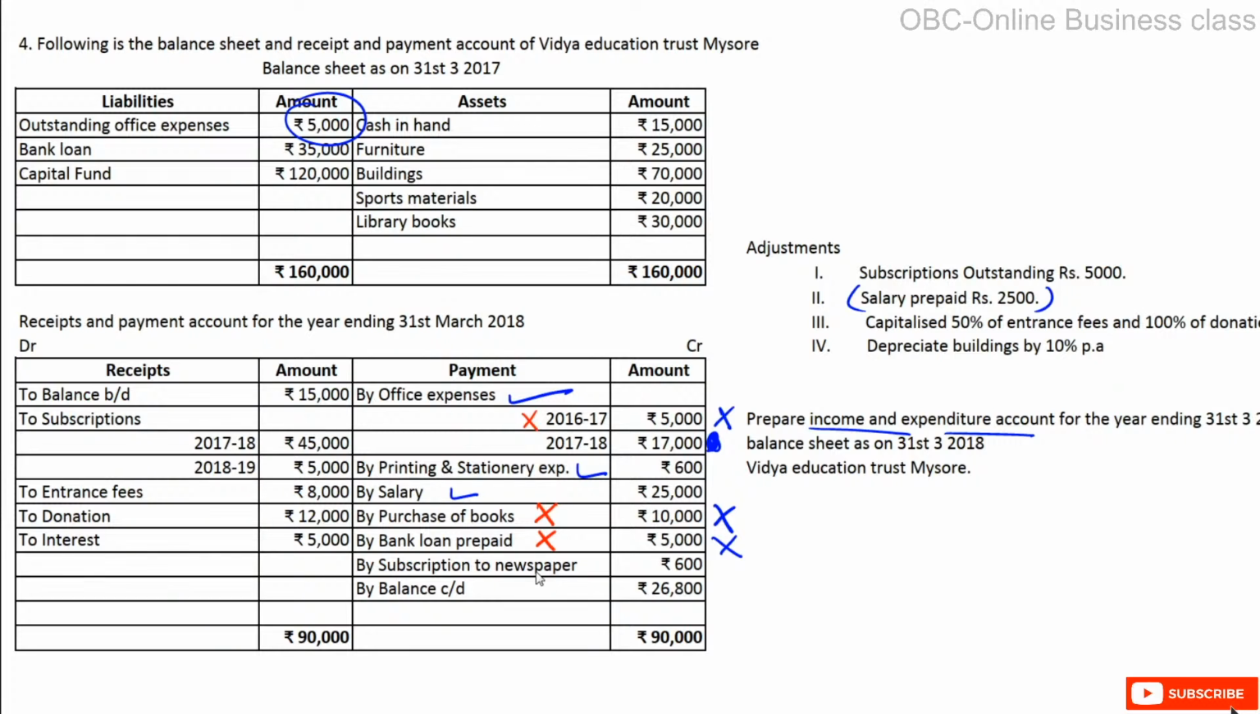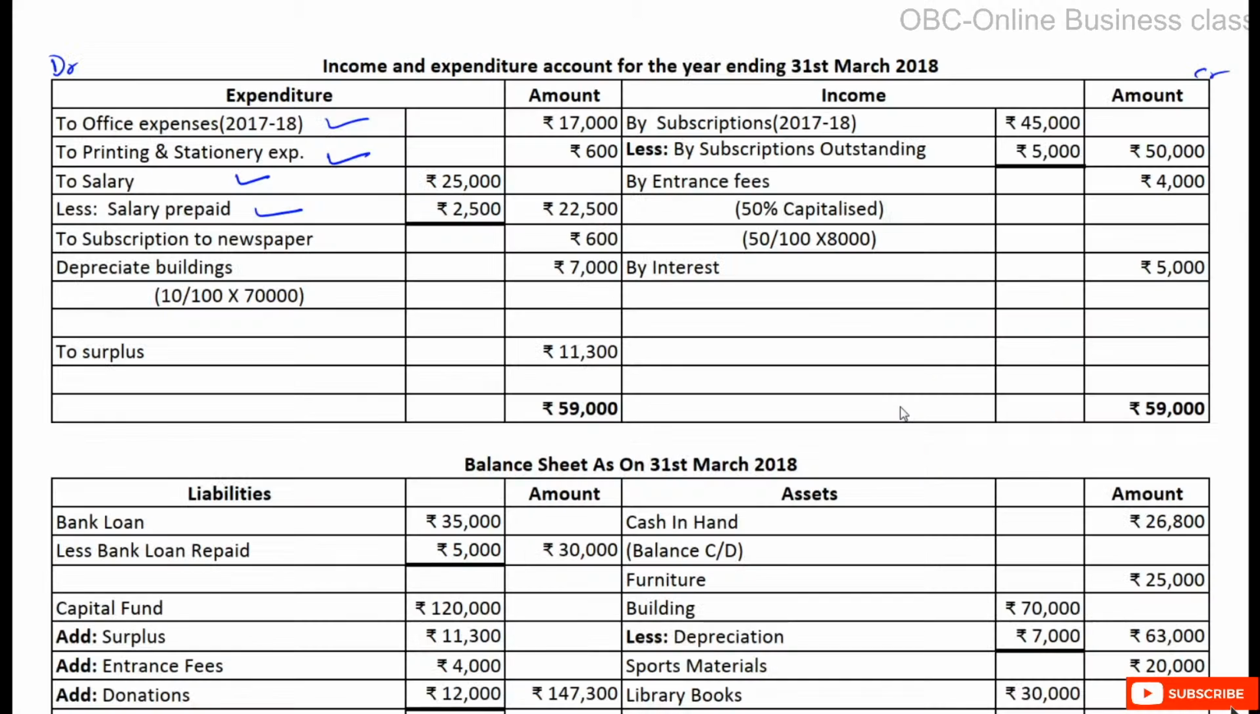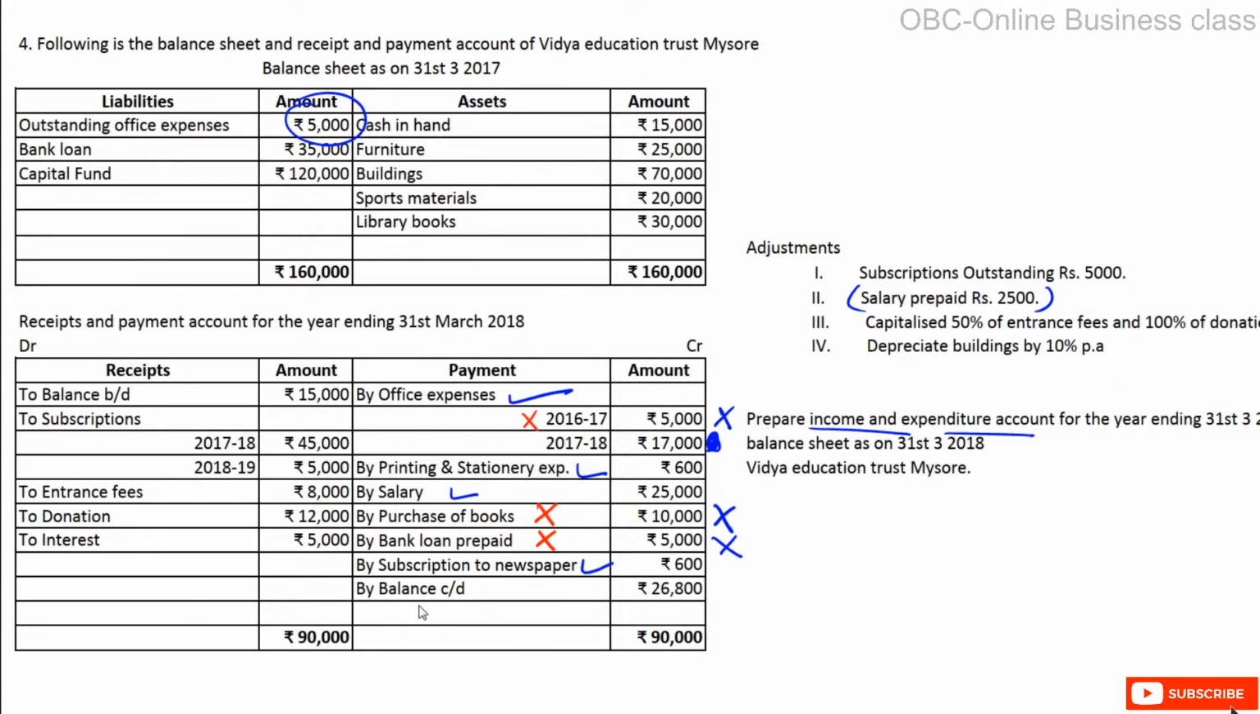Next is subscription to newspaper, 600 rupees. Look whether we have any adjustment for the subscription to newspaper. We don't have any adjustment. Just write subscription to newspaper 600 rupees as it is. Nothing is changed. Next we have balance carried down. Balance carried down will be transferred to the balance sheet. We are not writing it in income and expenditure account, so that's it.